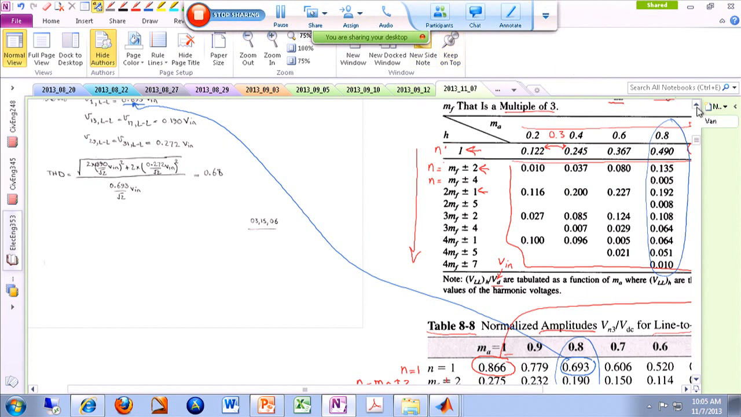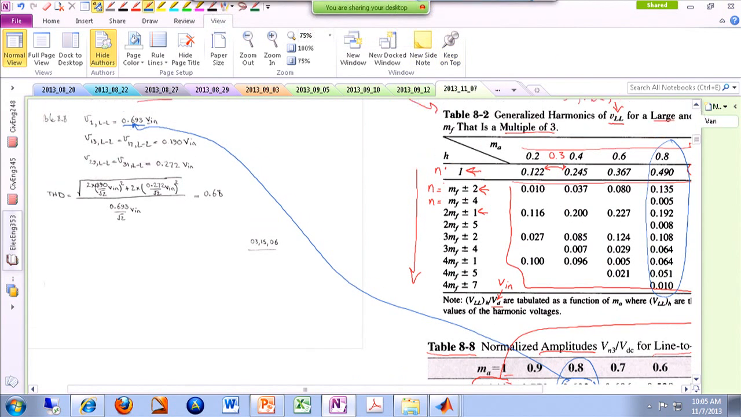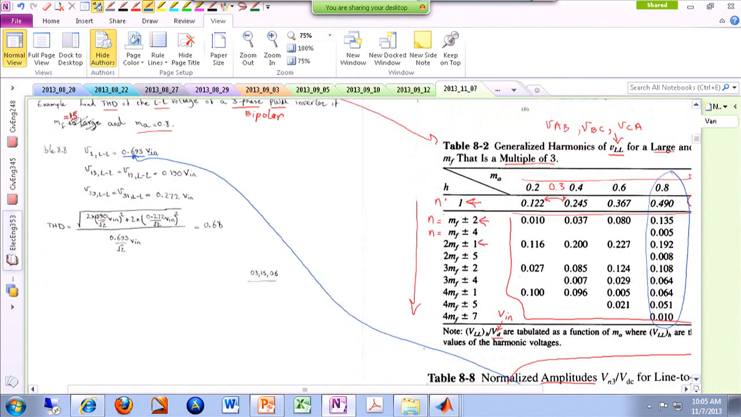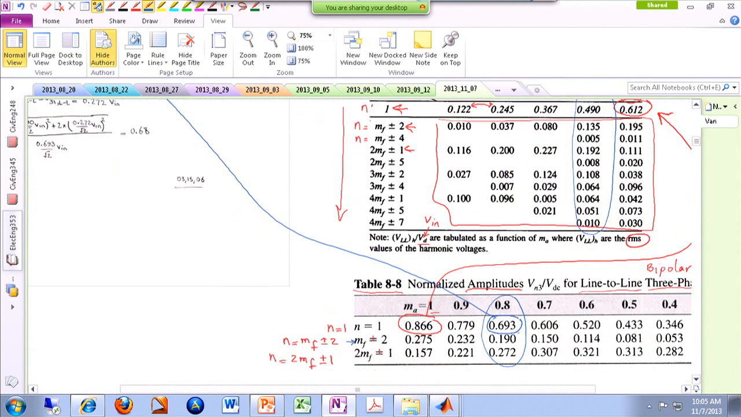And remember, these are all normalized by Vn, so Vn also appears here, but no worries, the Vn also cancels out. And then I have a harmonic at MF plus or minus 2, which would be 15 plus or minus 2, so 13 and 17. So I have harmonics at 13 and 17, line-to-line voltages, and the amplitude is 0.19, which is this number now.